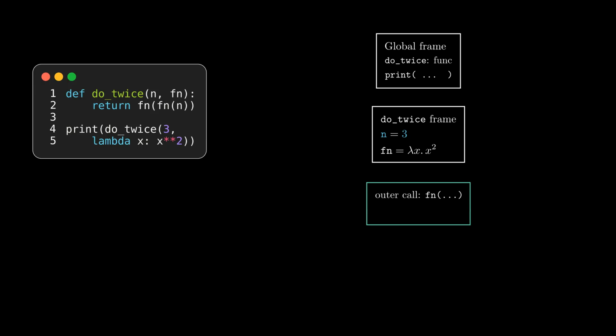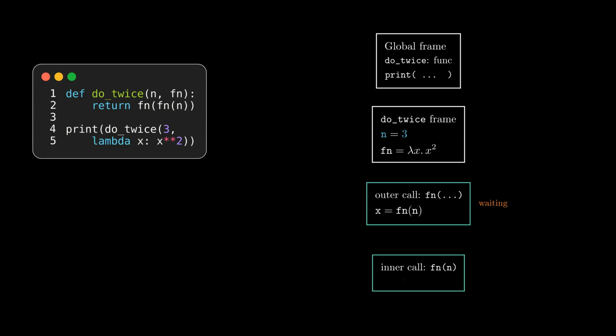It hits the outer fn call first, and we open a new environment for that outer call to the lambda. Its parameter is x, and x maps to the argument inside it, which is fn of n. Do we have that value yet? No, because fn of n is itself another call. So this outer lambda scope is put on hold, and we open yet another scope. This innermost environment belongs to fn of n, the same lambda called again.